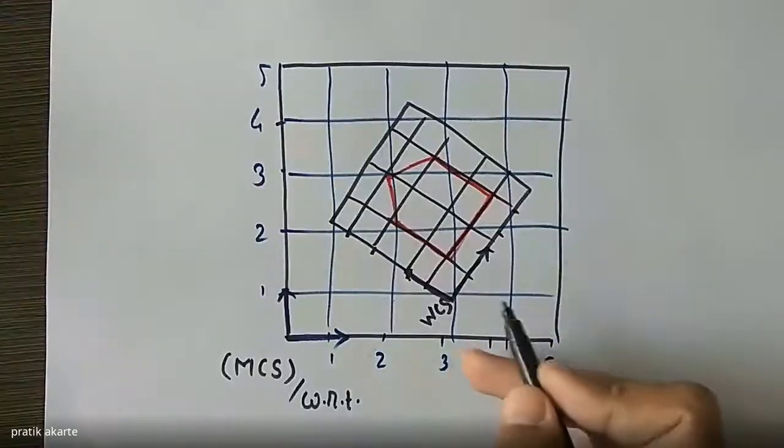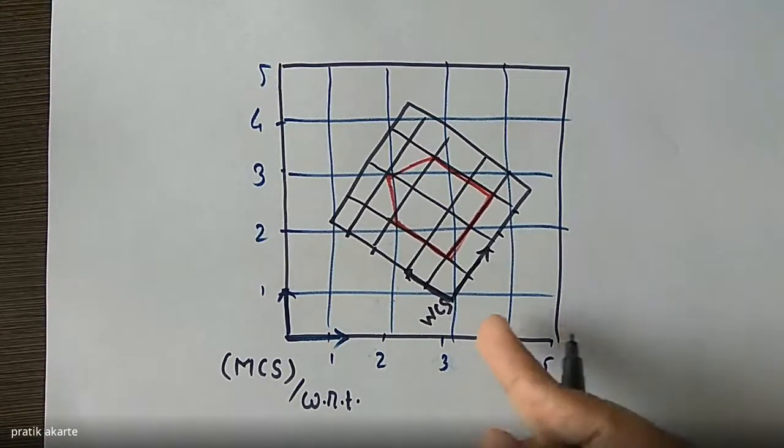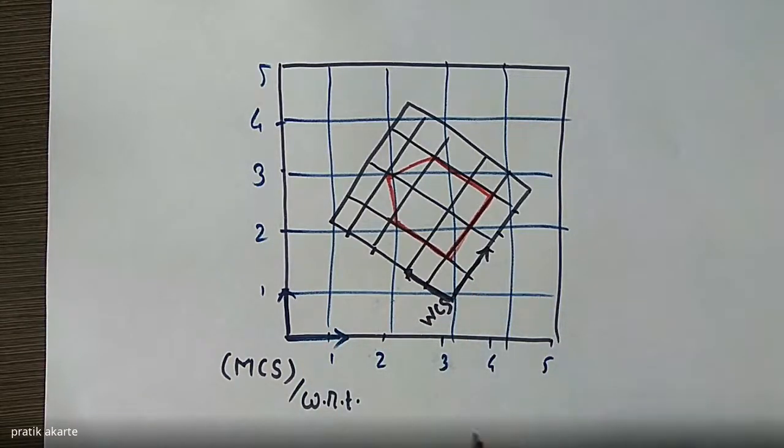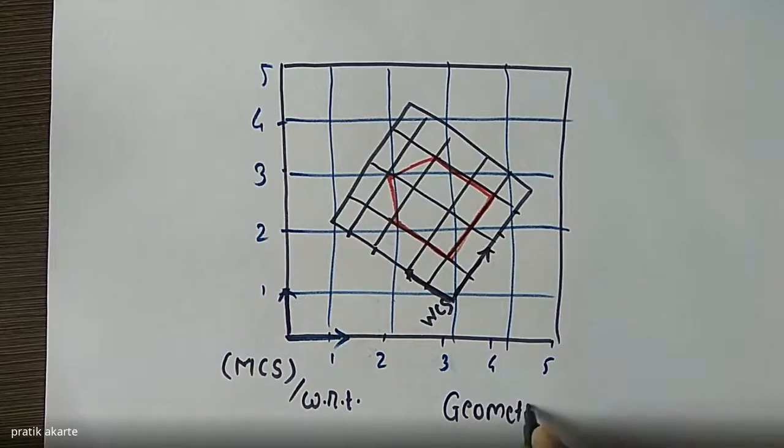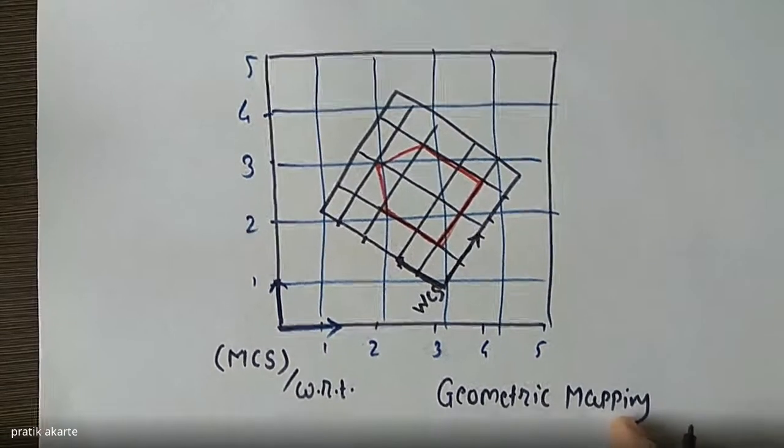So that tool is called geometric mapping, or this process of changing the coordinate description, exchanging the graphical information from one coordinate system to another coordinate system. This concept is called geometric mapping, or it is also called mapping of geometric models.